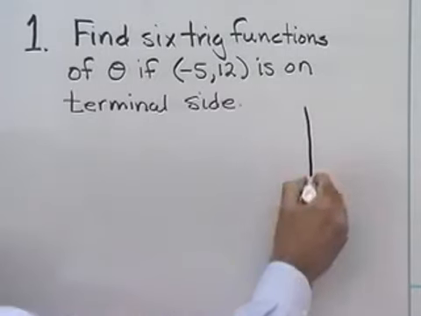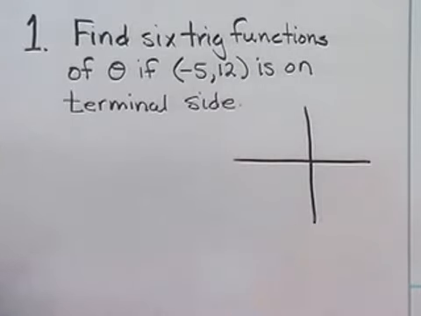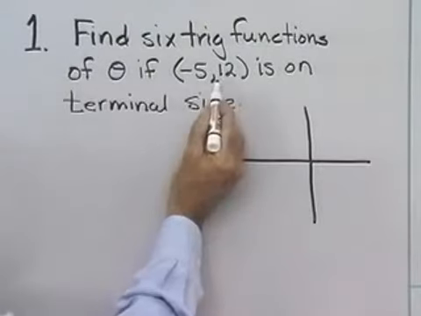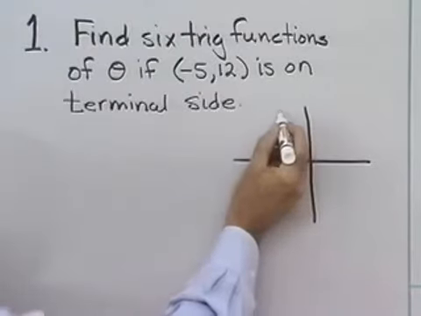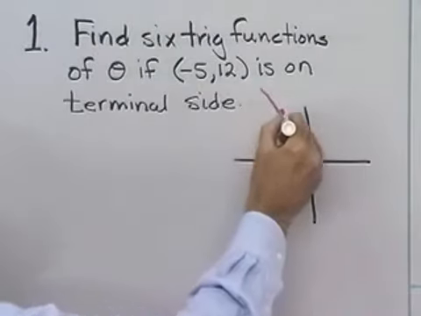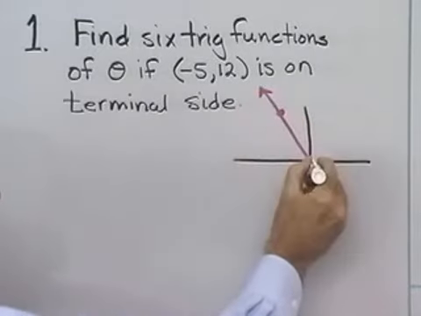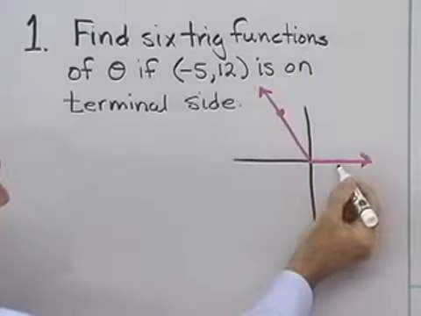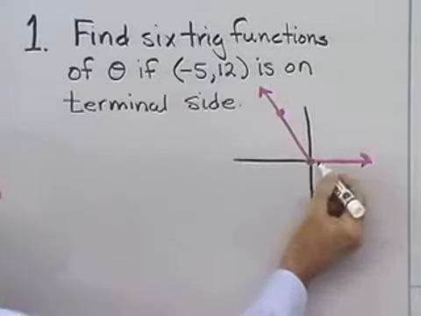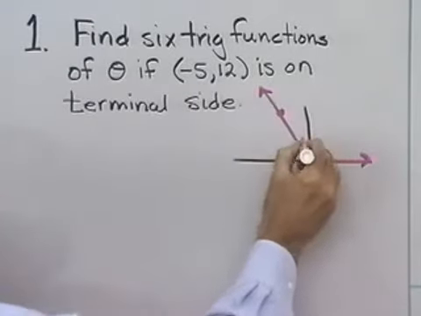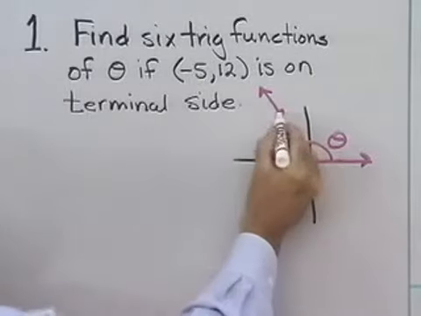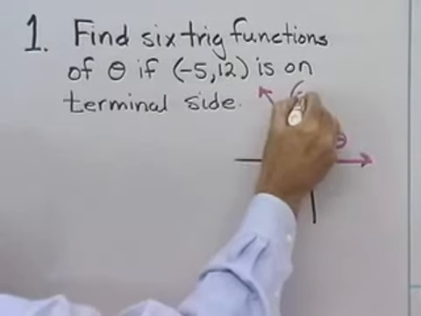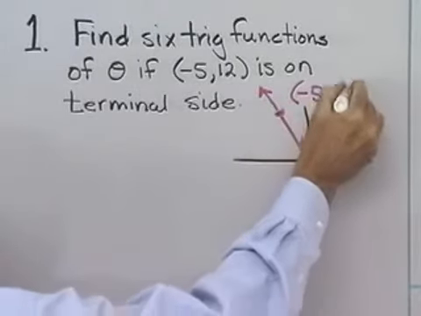So let's draw a little picture here, first of all, so we can see what theta looks like. So I'll draw in a coordinate system. The point negative 5, 12 is on the terminal side of theta. So let's just say x equals negative 5, y is equal to 12. Let's just say that theta looks like this in standard position. Initial side along the positive x-axis, vertex at the origin, terminal side right here. So this is our angle theta that we're looking for the 6 trigonometric functions of, and this point right here is the point x equals negative 5, y equals 12.